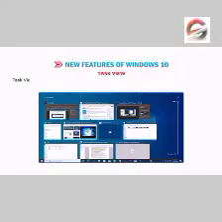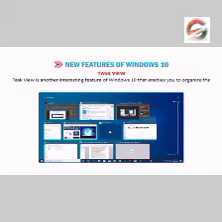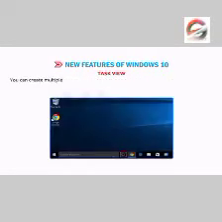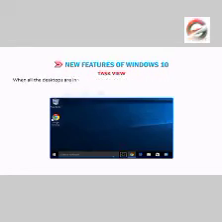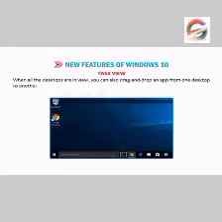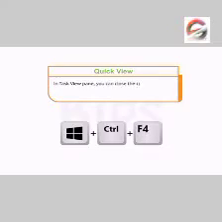Task View. Task View is another interesting feature of Windows 10 that enables you to organize the applications running on your computer. You can create multiple desktops and can view all of them together by clicking on the Task View button located on the taskbar. When all the desktops are in view, you can also drag and drop an app from one desktop to another. Note this important point. In Task View pane, you can close the current desktop by pressing Windows key plus Control plus F4 shortcut key combination.